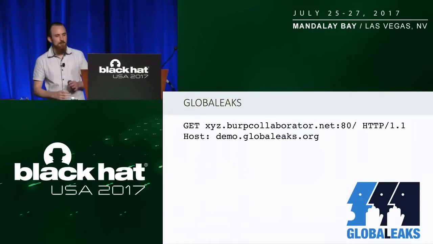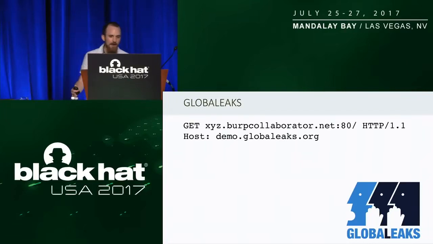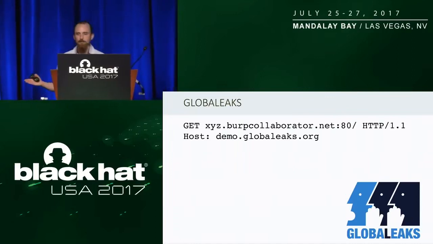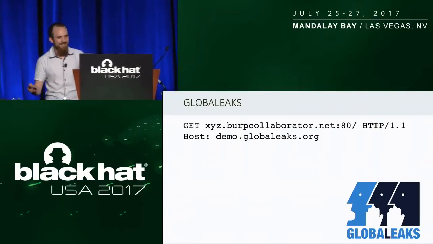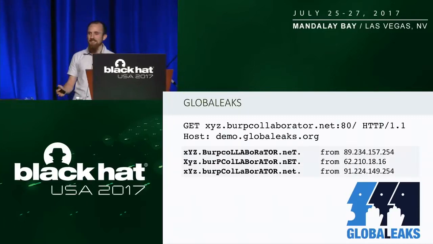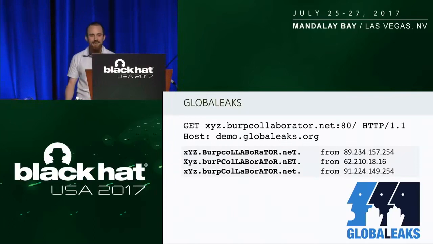So possibly the strangest behavior that I saw during this research was courtesy of a website called GlobalLeaks, which is a bit like WikiLeaks, except actually legitimate. And so what I found with these guys was, if I sent them the following HTTP request, which is malformed because it doesn't start with a forward slash, then I got about 15 DNS lookups, all in mixed case, coming from different IP addresses, which is definitely not what I expected to happen.